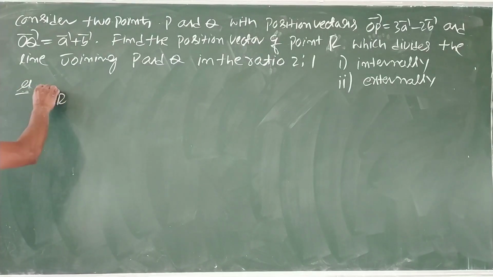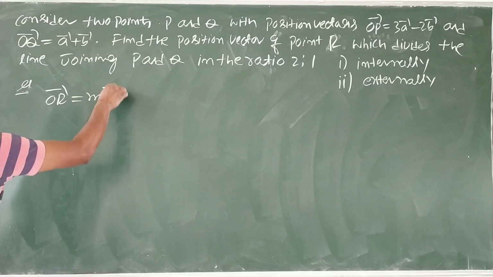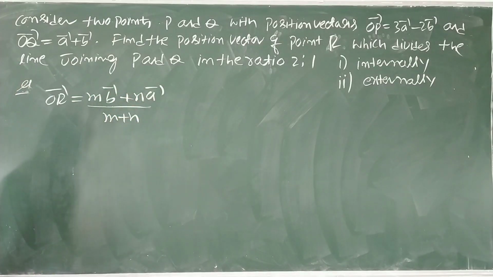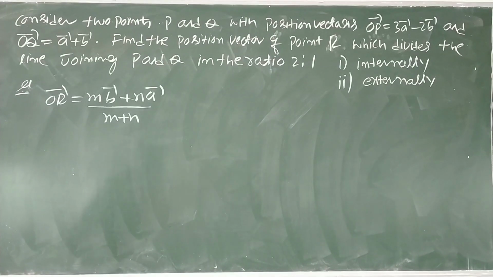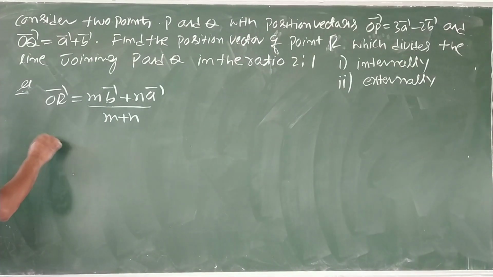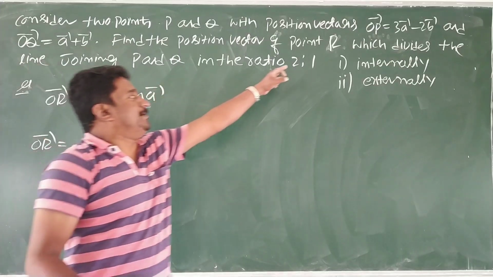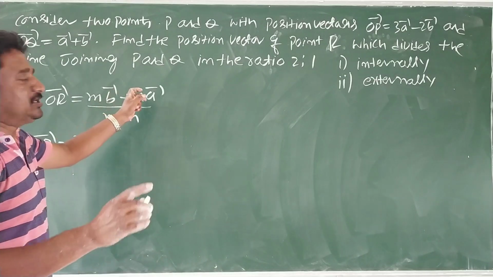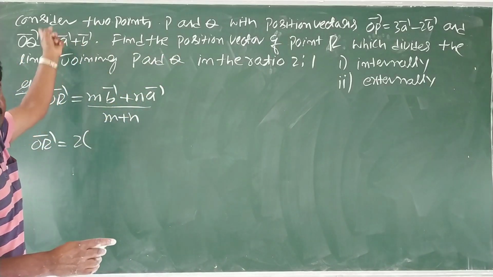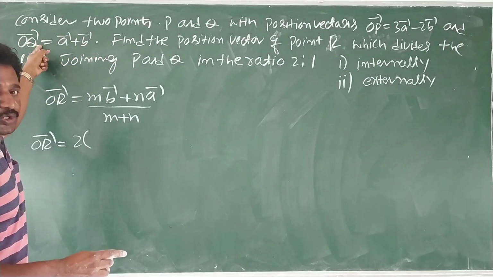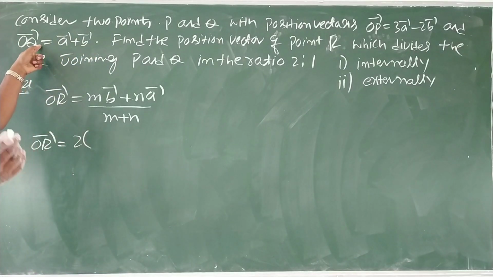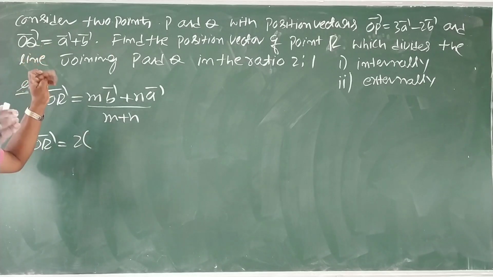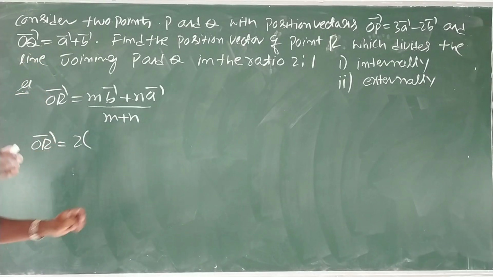The formula: vector r is (m b plus n a) by (m plus n). Tell me m, students. m is 2, so 2 into, tell me b, vector b. Which is vector b? This one is vector b. OQ means the second point. The position vector of the second point should be taken as vector b, and the position vector of the first point should be taken as vector a.